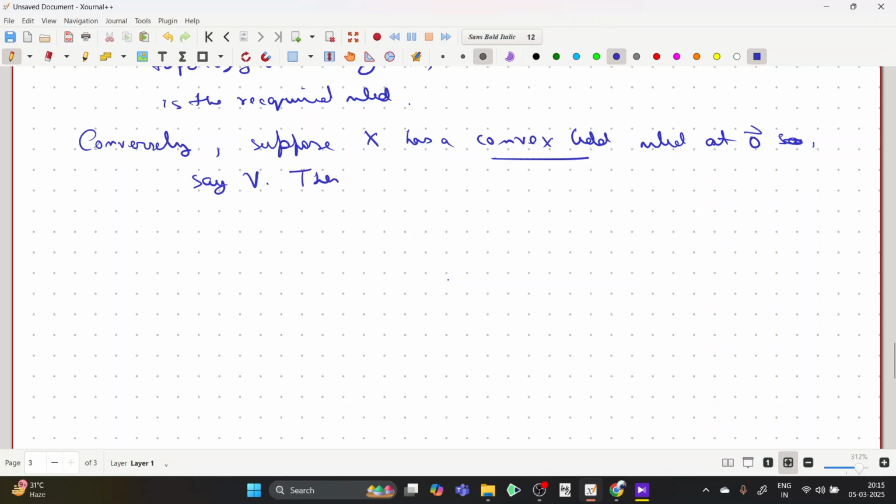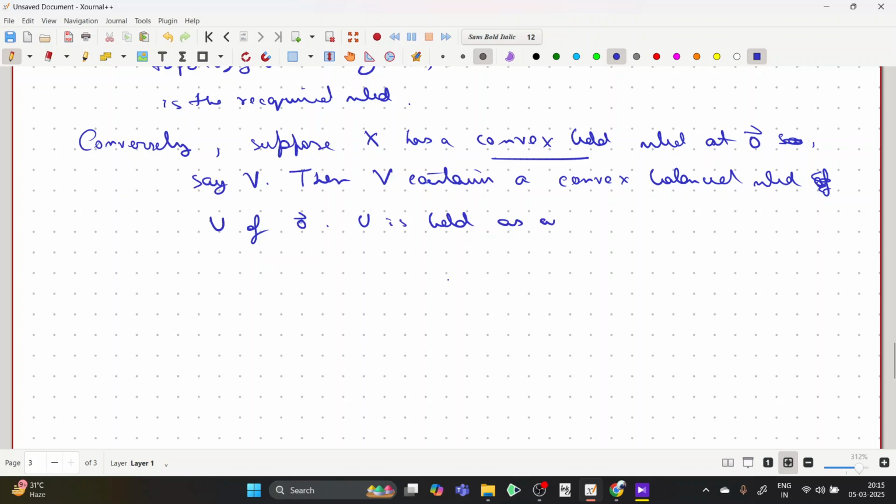Right. But then recall that V contains a convex balanced neighborhood U of the origin, right? And U is bounded as well, because V is bounded. U is bounded as well, right? Now what we do is that we simply choose the norm of an element x to be mu of x, where x is in X. Fine, right?